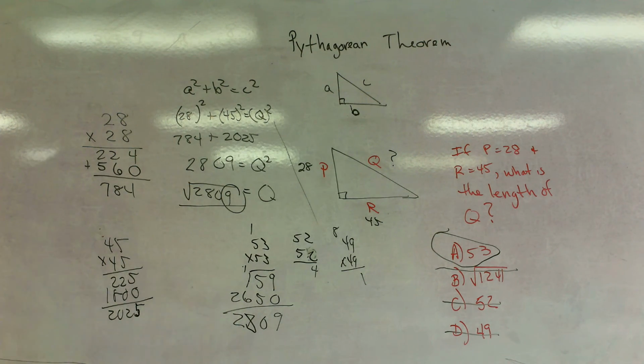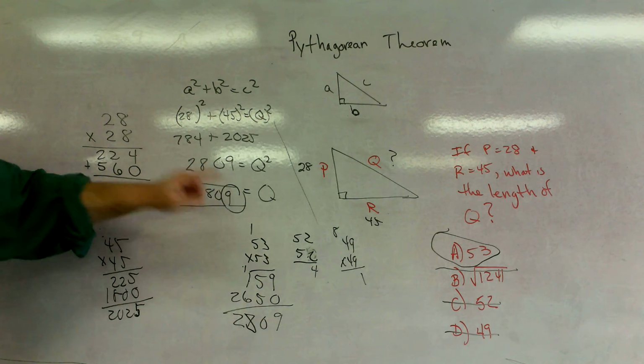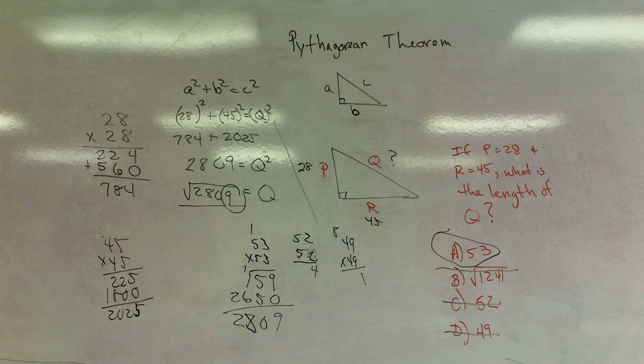So yes, it is correct, but we didn't have to do all that work. All we had to do was multiply that ones digit number and see which one matches up to be the ones digit of our square root. And it's as simple as that.